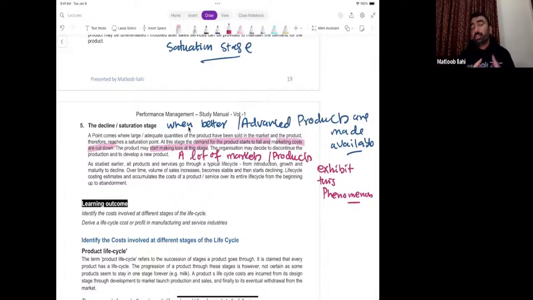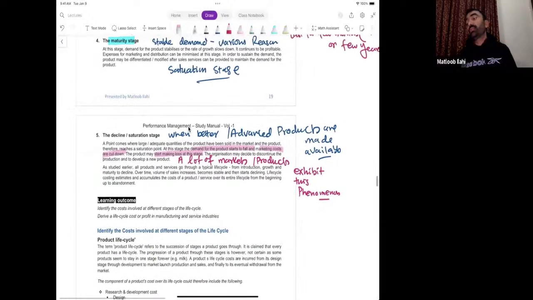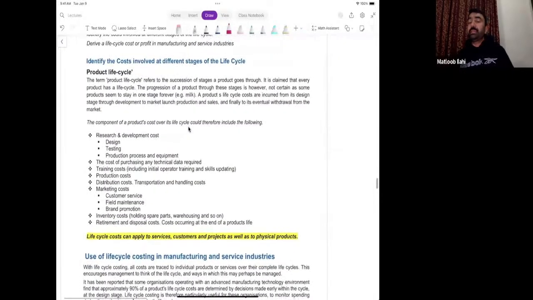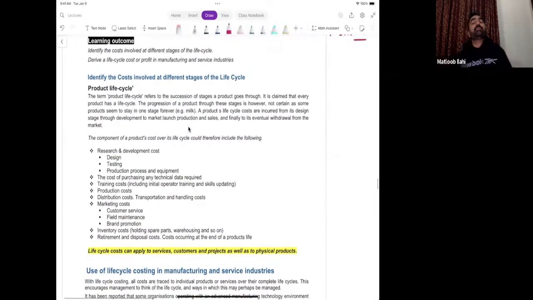Okay, I hope you understand the 5 stages of our product life cycle. And now we can have a quick look at the cost involved at different stages of the product life cycle, the different types of costs which are incurred.